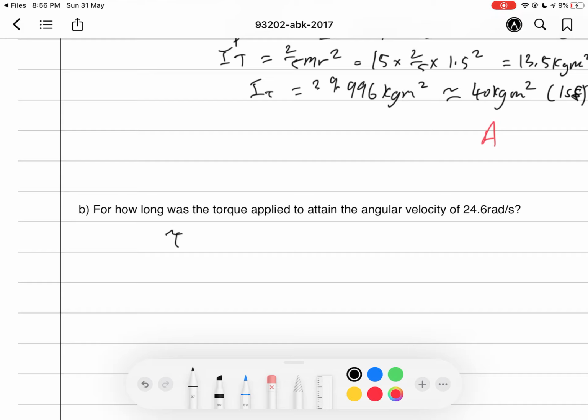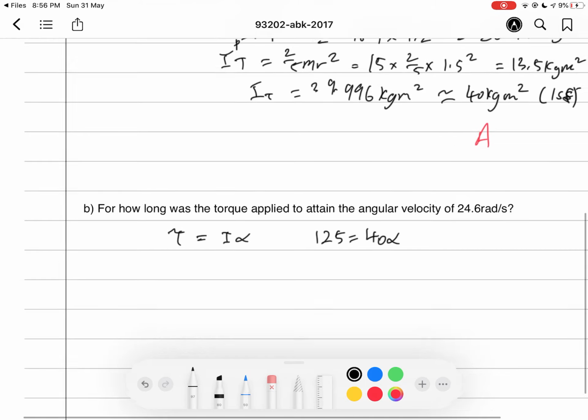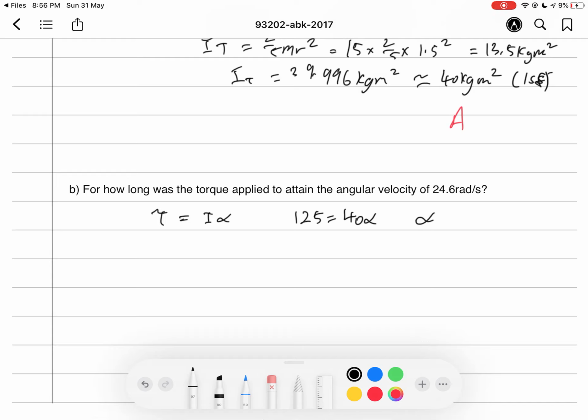So we can say that our torque equals our inertia times our angular acceleration. We know that the average torque applied is 125 newton meters. That equals 40 times the angular acceleration. If we rearrange the equation, we find that our angular acceleration equals 3.125 radians per second squared.